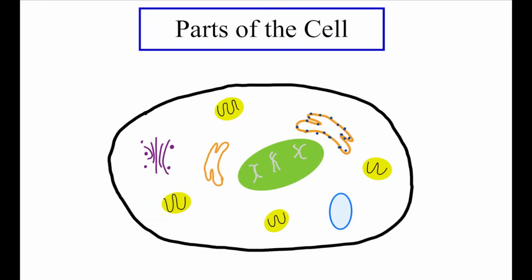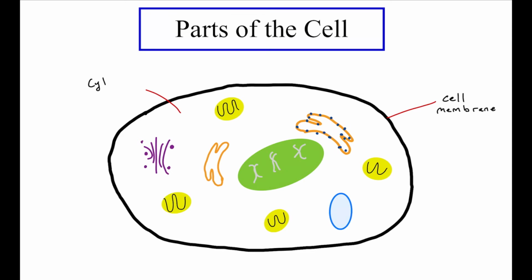So now I'm going to do my best here to draw the cell so that we can look at the different parts that make up the complex system of the cell. So the first thing we're going to look at is this big black line around everything, and this is the cell membrane. The cell membrane is essentially the wall that holds everything in the cell together.